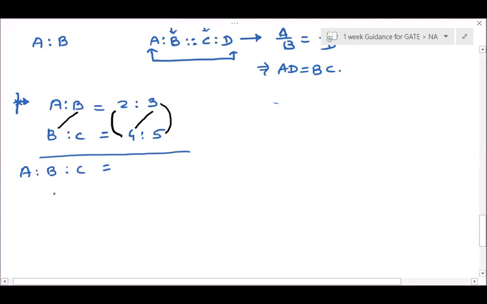Okay. See, I'm giving you a shortcut. Over here, you just need to multiply. What is 4 2s are 8, 4 3s are 12, 5 3s are 15. This is your answer: 8 is to 12 is to 15. This is your answer, right? You can check it by your conventional method.